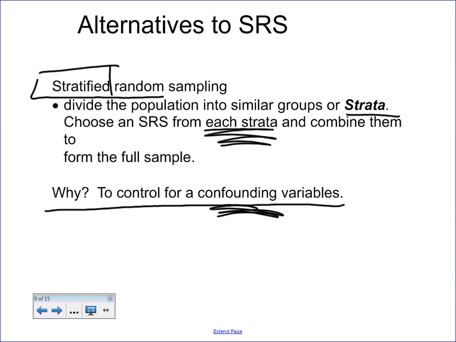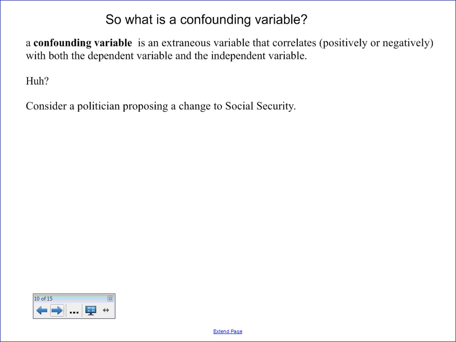Well, that leads to the question, Mr. Thailander, what is a confounding variable? A confounding variable is an extraneous variable that correlates positively or negatively with both the dependent variable and the independent variable. Huh? So let's consider Social Security.